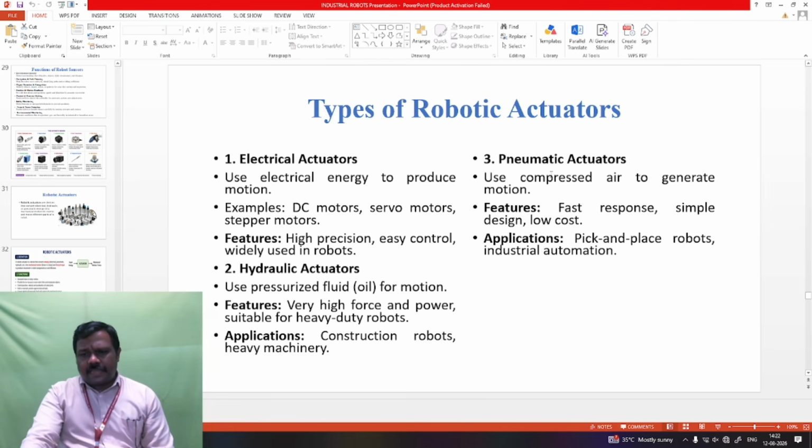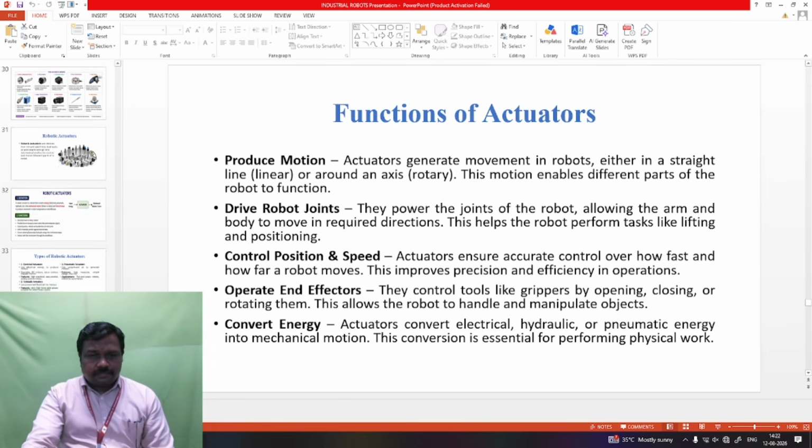The pneumatic actuator uses compressed air to generate motion. The pneumatic actuator has fast response, simple design and low cost. Pneumatic actuators are used in pick and place robots and industrial automation.